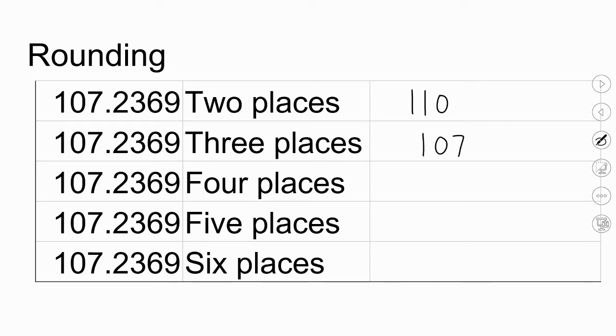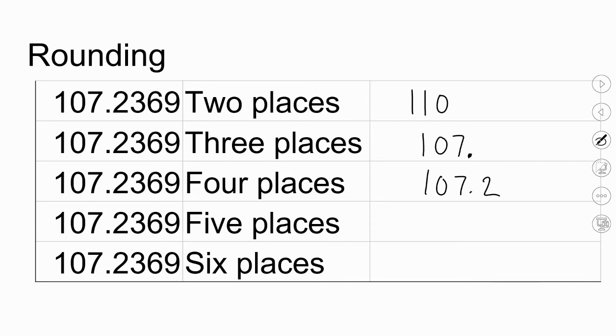Good. So it'll just be 107. So that's 3 significant figures, and we can put a decimal after that. How about this one? Good, 107.2.